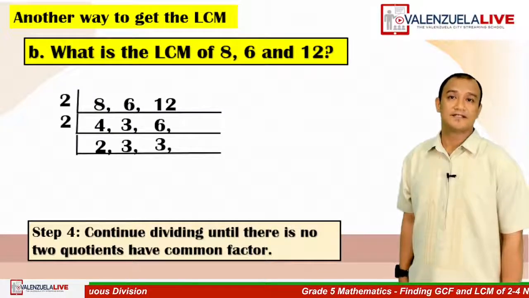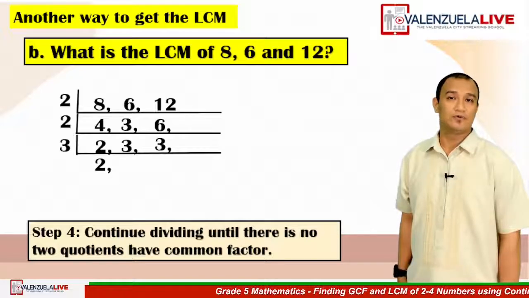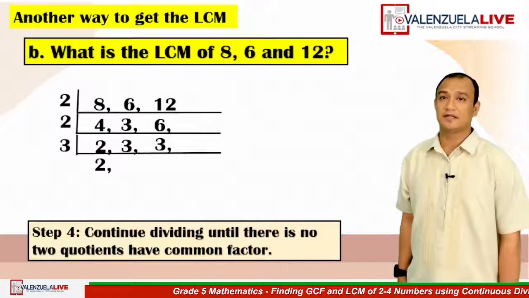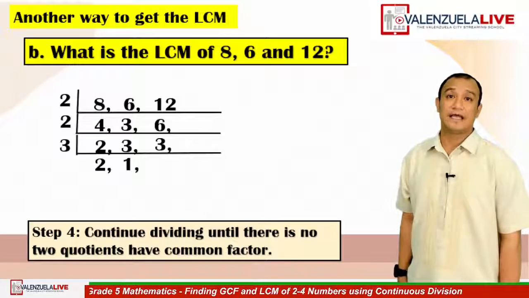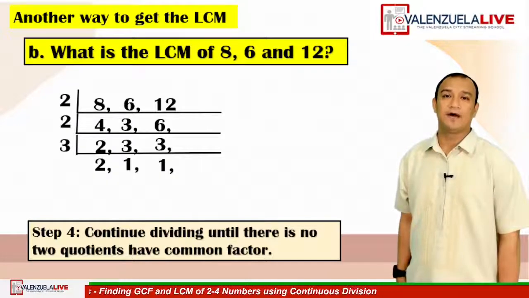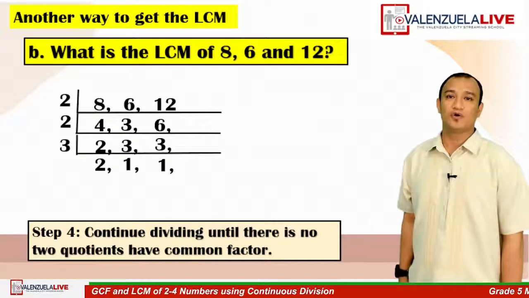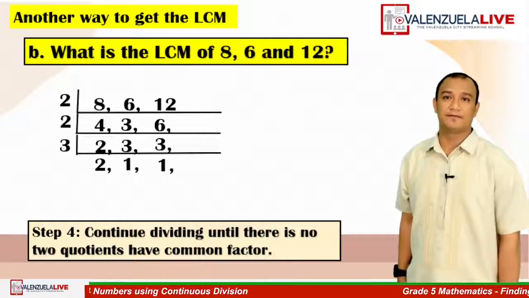Now, let's have 3 as our prime divisor. Just bring down 2 because 2 is not divisible by 3. And then 3 divided by 3 is 1. And 3 divided by 3 is 1. Now, since no two quotients have common factors, let's proceed to step 5.